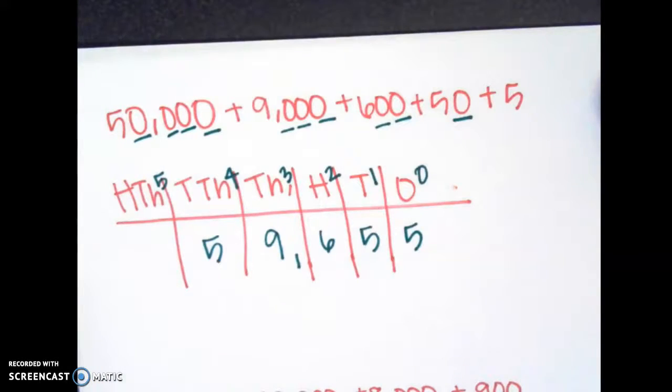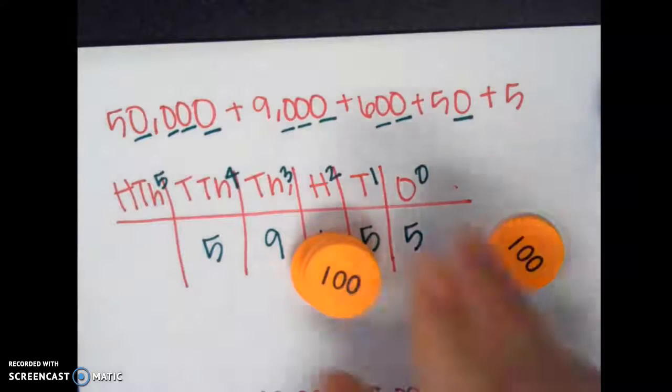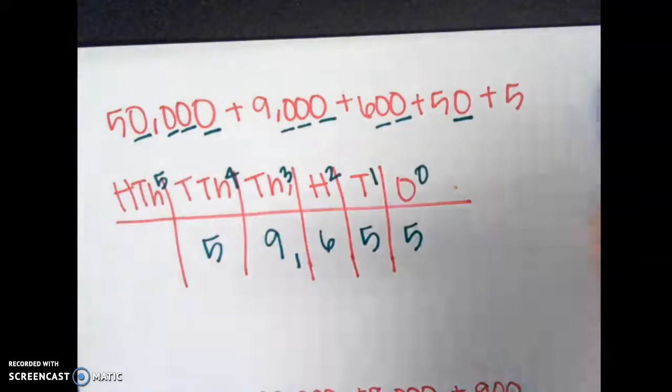That's how you take your number from expanded form into standard form. I also had place value discs that I could have used, but I chose not to this time because I didn't think I needed them.